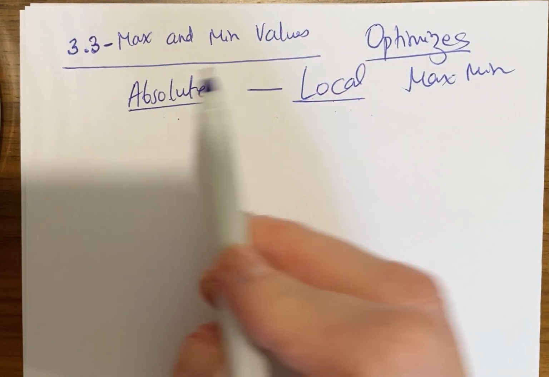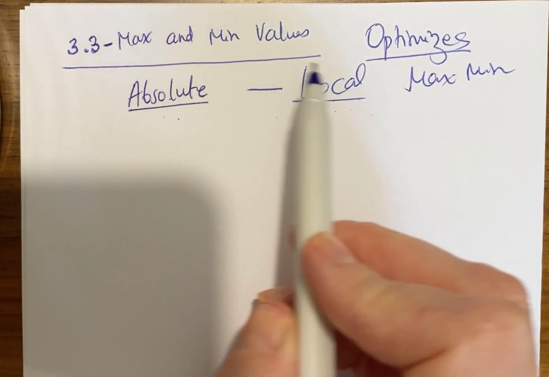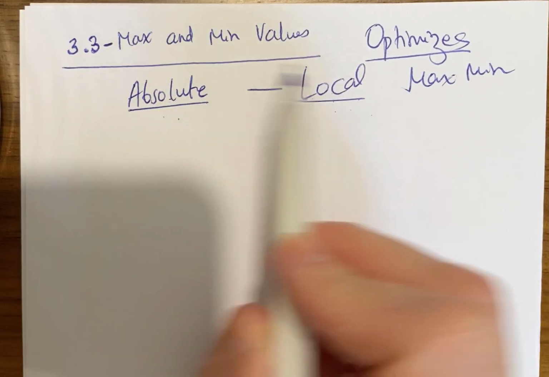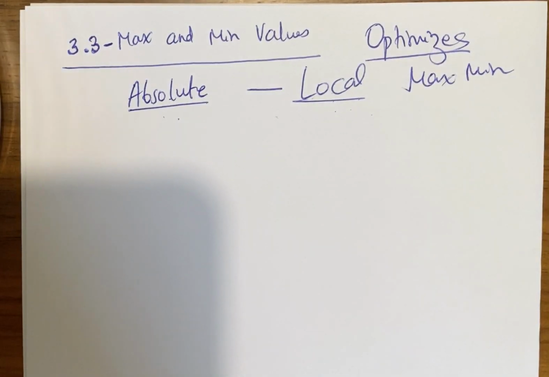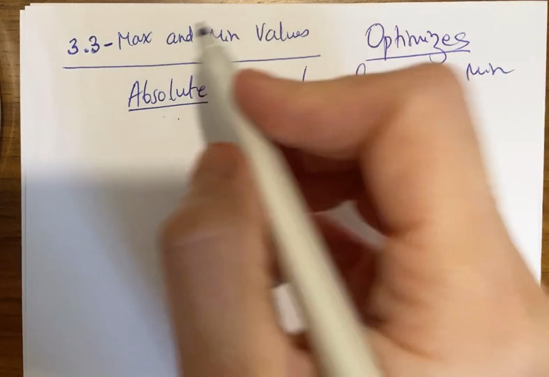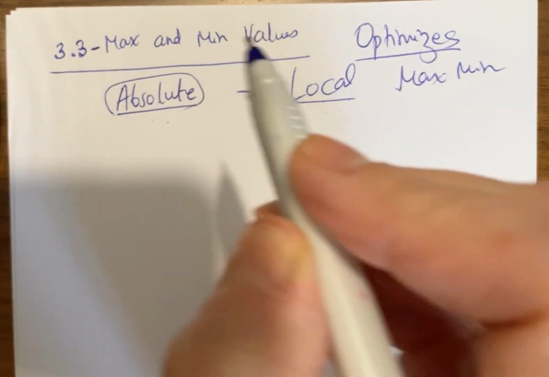It might be absolute but not local. It might be absolute and local. They can happen together or not together. They do not contradict each other. They are two different definitions and they work in different ways. So that's why we do not assume that they are the same thing, and we do not assume that one leads to the other or vice versa. So let's first start with absolute max and min.